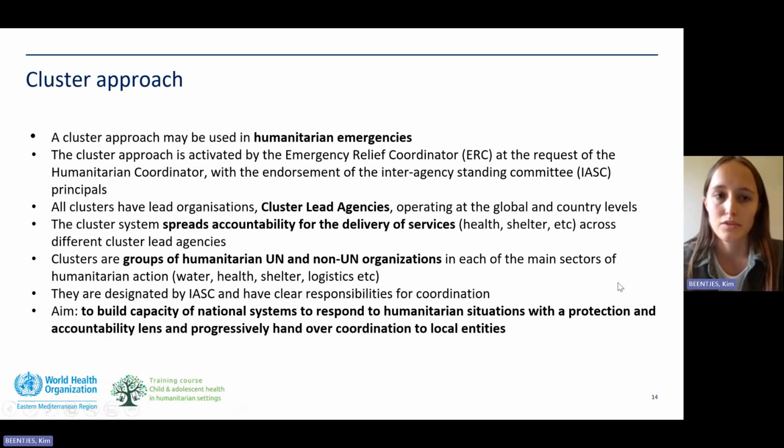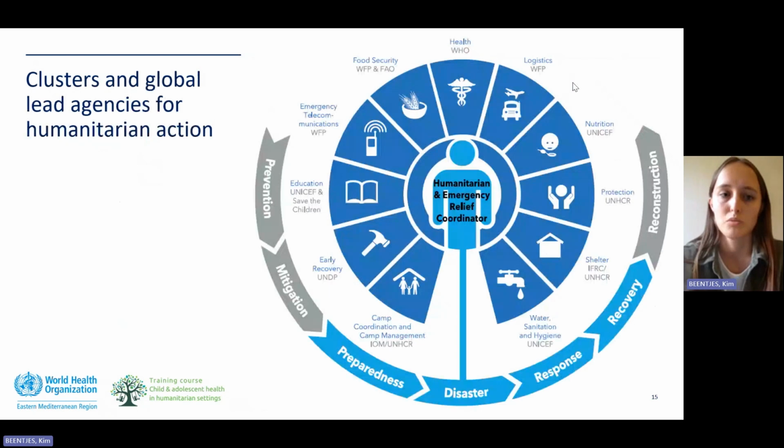This slide shows the cluster approach and the global lead agencies linked to that. So here, for instance, you can see that related to health, you have the WHO, and related to water, sanitation, and hygiene, there's UNICEF, and there you can see how they're all divided between the different UN agencies.